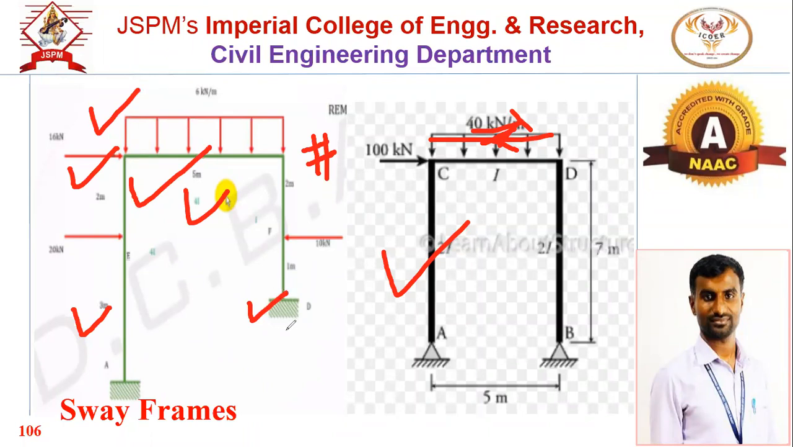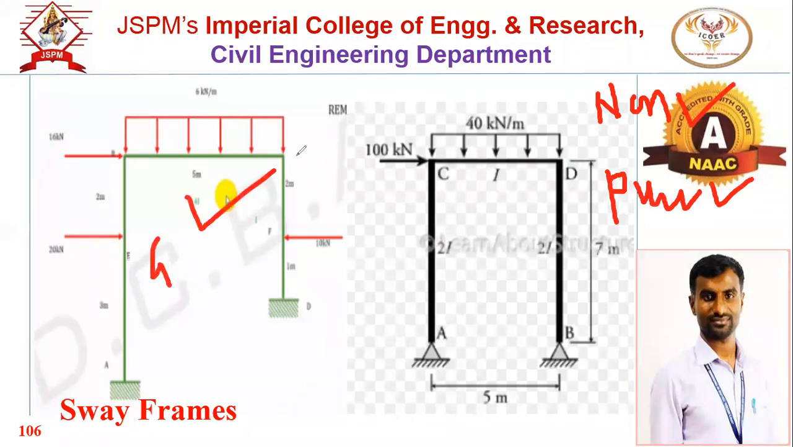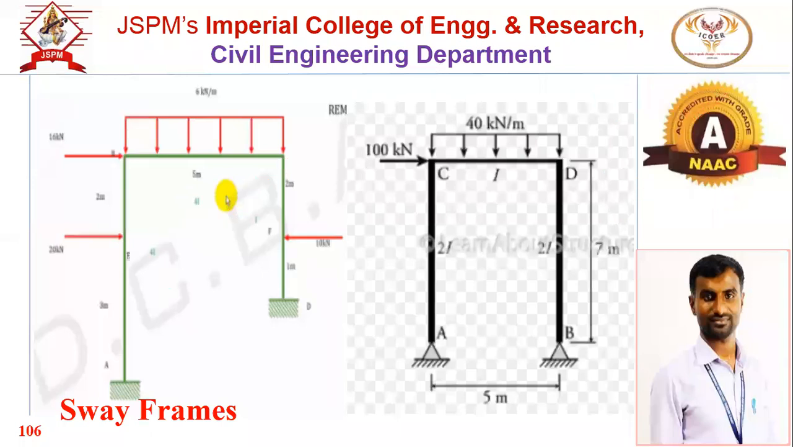So the better way is to identify the numerical: if there is a non-sway frame first, second if it is the pure sway frame, you can attempt any one of these two. And if in the examination by chance the frame is a general sway frame like this, don't attempt this question. It is simple but very time consuming, so I recommend going for the OR question to save your time.